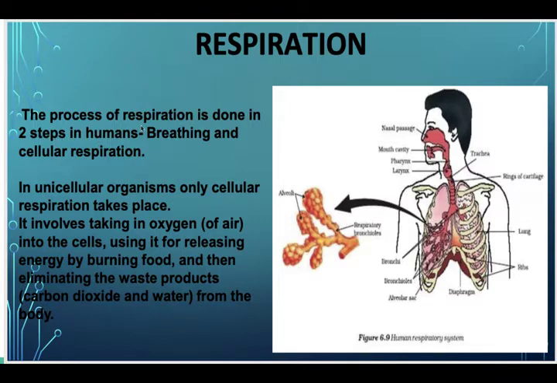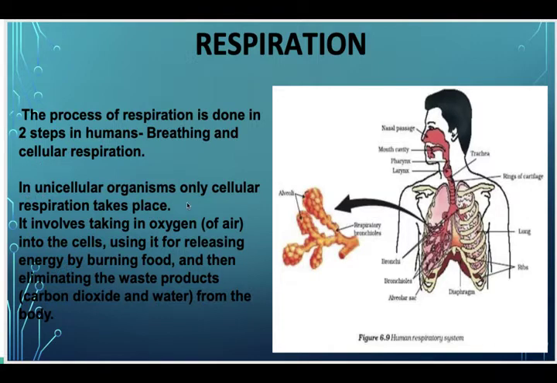Now, this process of respiration is done in two steps in humans. The first step is known as breathing. Breathing is also known as external respiration, the first phase of respiration, where exchange of gases between the atmosphere and the respiratory system takes place. The second phase of respiration is cellular respiration, where glucose is broken down with the help of oxygen, or sometimes without oxygen, inside the cells to release energy.